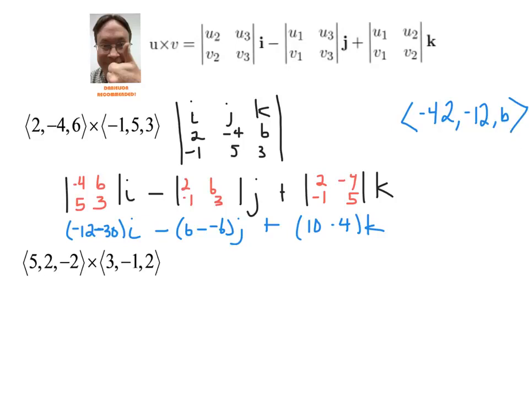Okay, let's do it again. And maybe we'll be able to simplify our work just a little bit. Okay, so let me write this matrix, i, j, k. So we've got 5, 2, and negative 2, and 3, negative 1, 2. All right, so let's calculate this without maybe having to draw these new matrices. I've got 2 times 2, 4 minus 2. So let me write this down. And that's i.